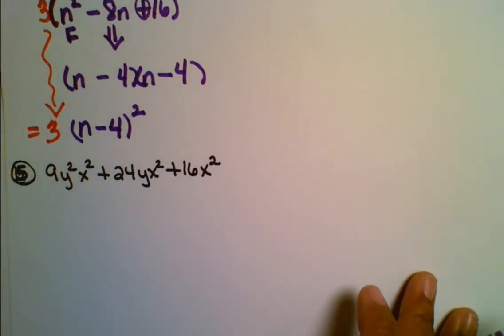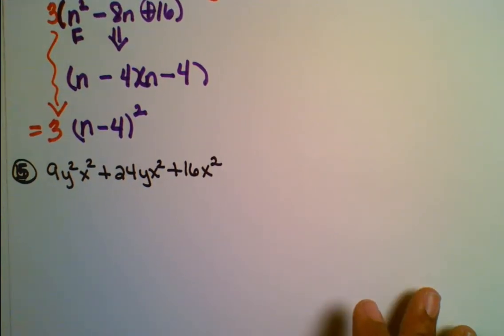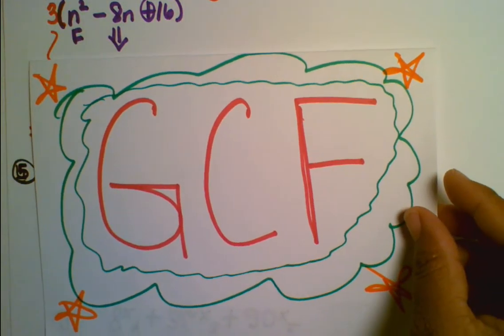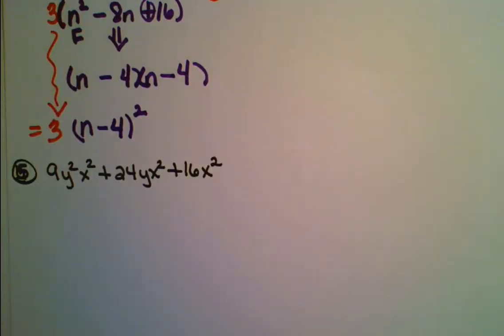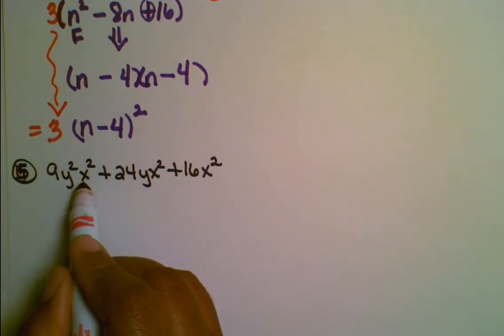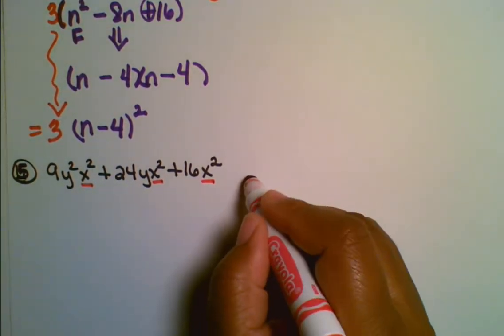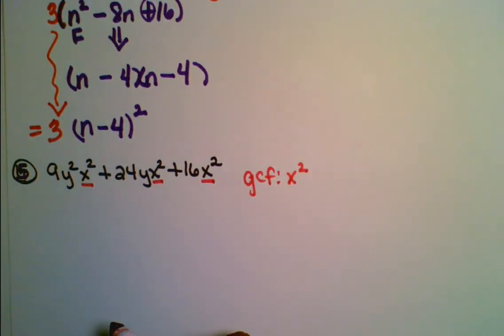Number 5, we have here 9y squared x squared plus 24y x squared plus 16x squared. Is there a GCF? Okay, ask yourself that question. So if you noticed, we do have a GCF, which is x squared. We can factor out an x squared from each term.